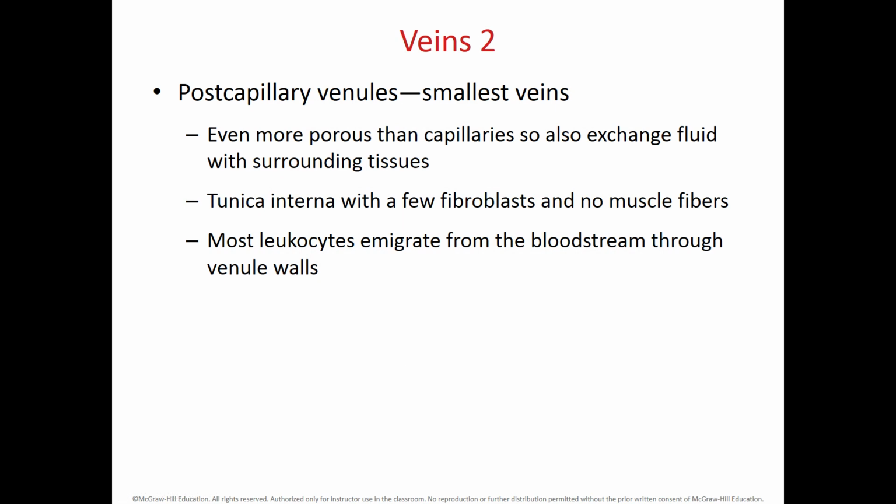The smallest veins are known as postcapillary venules or venules. And these venules have more pores than the capillaries, so you can have much fluid exchange with the surrounding tissues using the venules. The venules have a tunica interna with some cells called fibroblasts. And within the venules, we don't have muscle fibers. Now, because of this porosity of the venules, most of the leukocytes emigrate from the bloodstream through the venule walls.